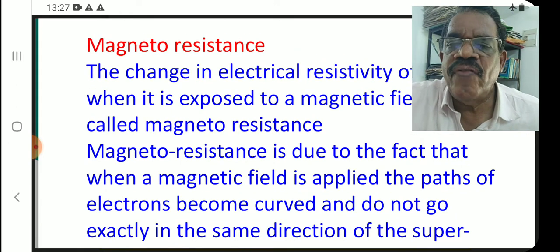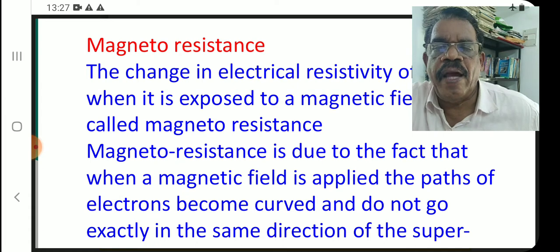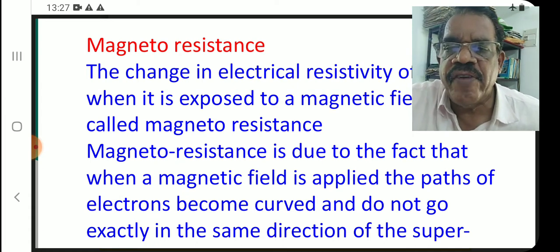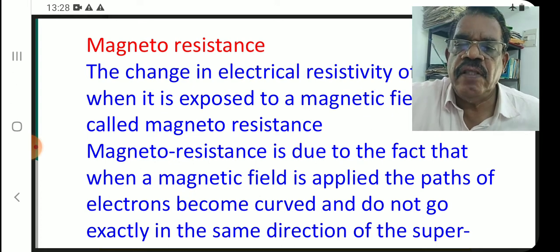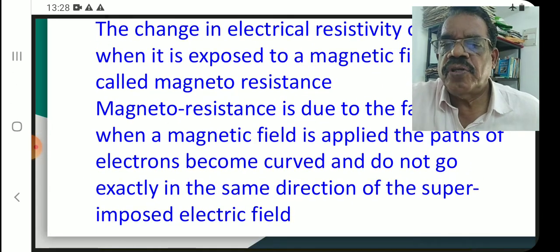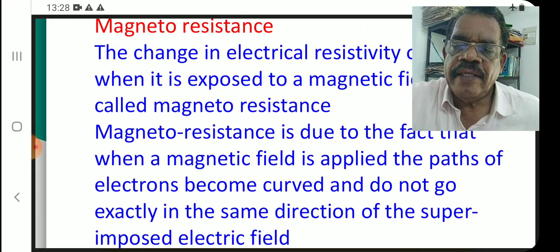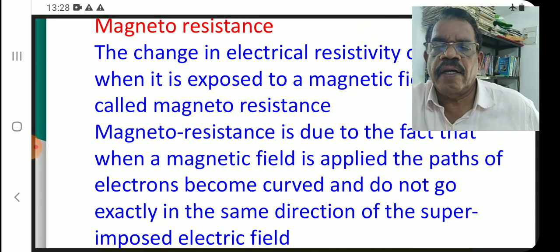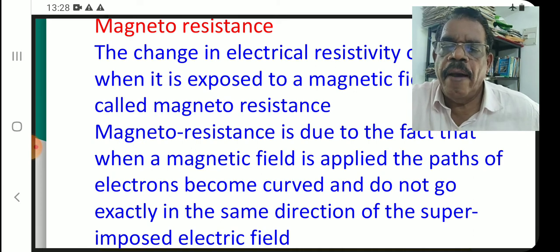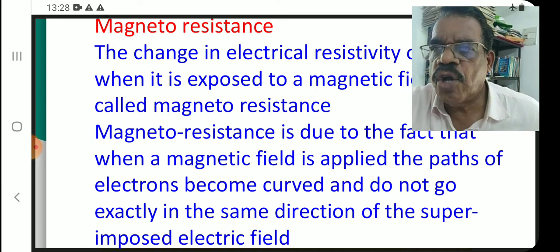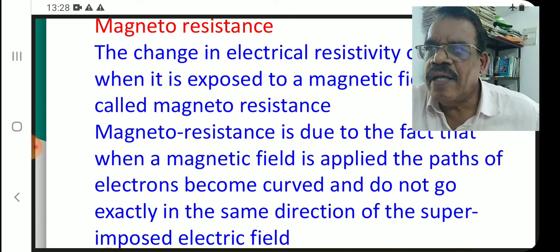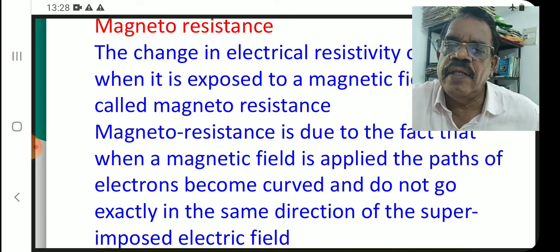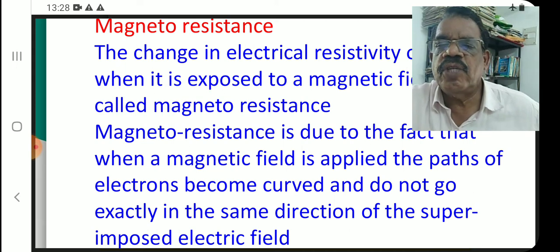Magnetoresistance is due to the fact that when a magnetic field is applied, the paths of electrons become curved or do not go exactly in the same direction as the superimposed electric field. Electrons in the conductor move when we apply an electric field, producing current density. When a magnetic field is applied, the electrons take a curved path, so traveling takes more time. Because of that, the resistivity increases. That is magnetoresistance.